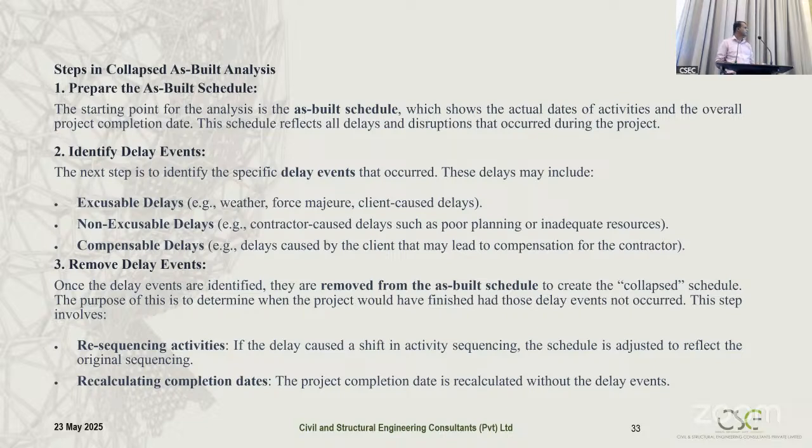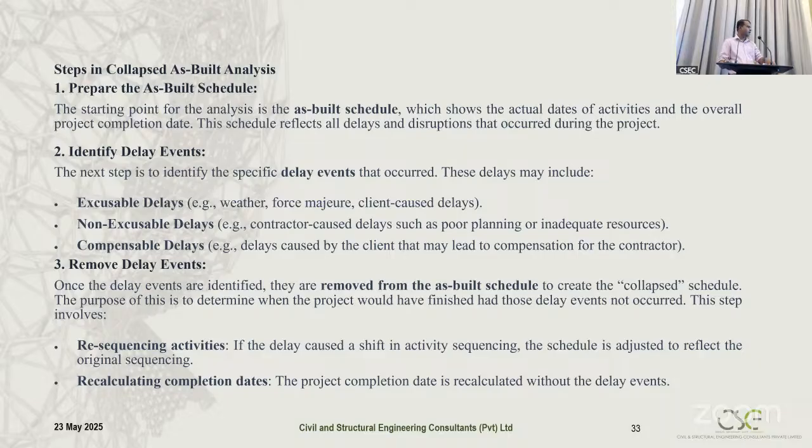And these are the steps in this collapsed as-built analysis method. First, we have to prepare the as-built schedule. Normally we have to do it regularly, and once the project is complete, we have to do this as-built schedule. Then identify the delay events, whether excusable, non-excusable, or compensable, whatever the delays are. And these events we have to remove from our as-built schedule. Once the delay events are identified, they are removed from the as-built schedule to create the collapsed schedule.